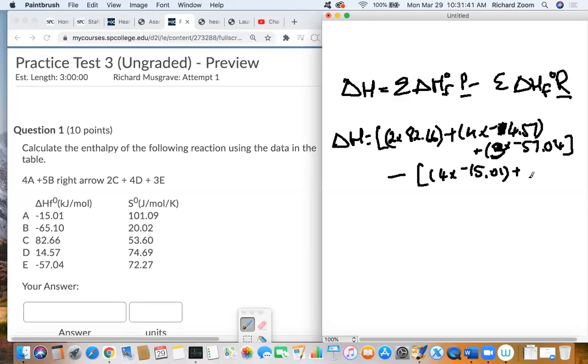plus 5 times negative 65.1. Okay, does that look right? Anybody have any questions? Is the 14.57 supposed to be positive? It is actually, thank you.